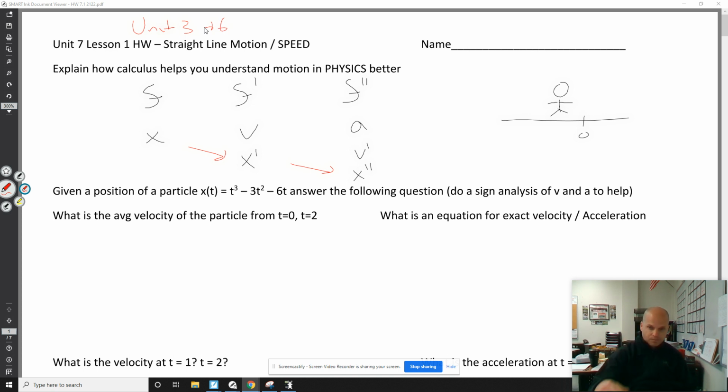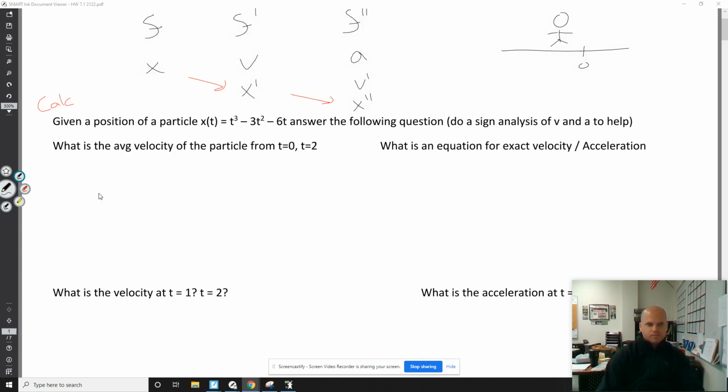Now, this first question, I apologize, is a calculator question. I thought it was going to work out nicely, but it doesn't. So, here we go.